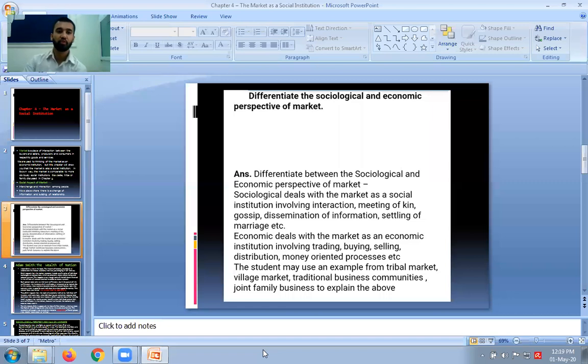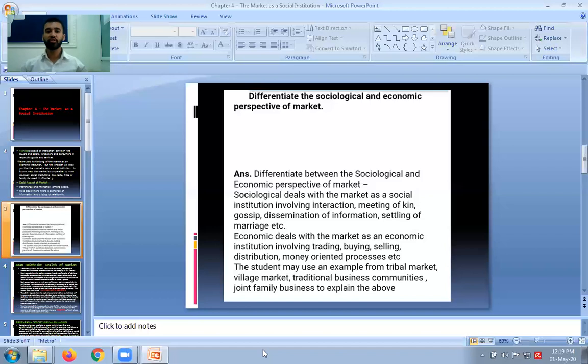So this kind of question comes regarding this particular chapter: differentiate the sociological and economic perspective of market, right? I've already discussed a lot of things regarding the sociological perspective, and on the other hand, I've also told you the economic perspective. Perspective means view. We have a sociological view or perspective of a market, and then we have an economic view or economic perspective of a market.